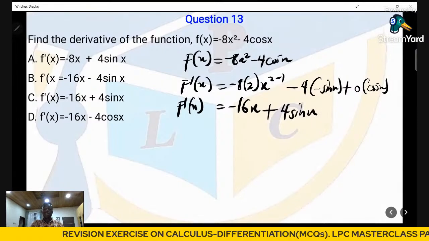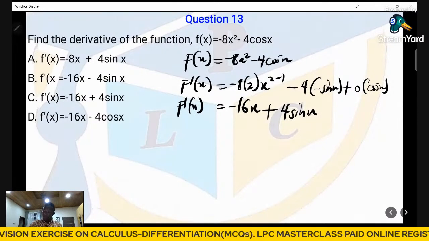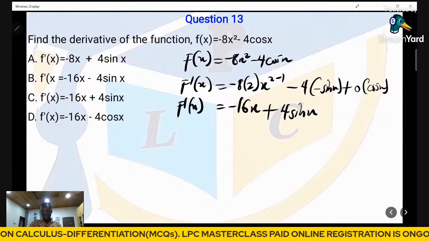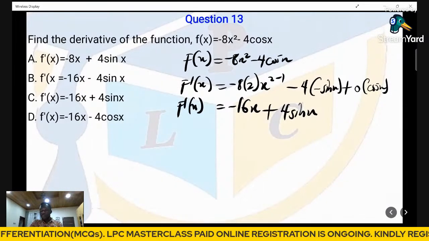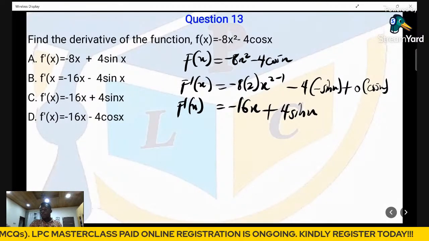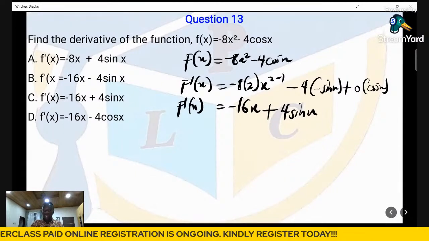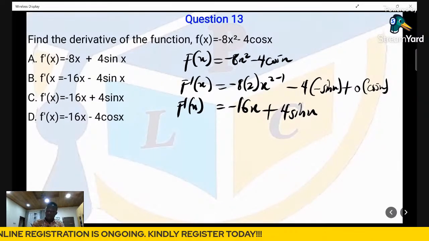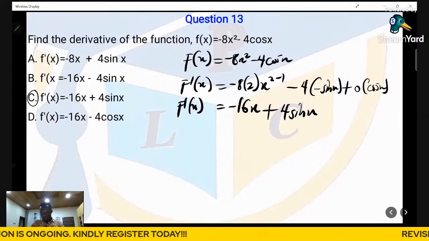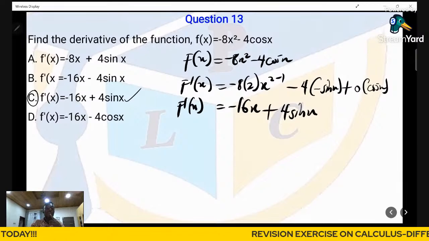Negative, negative, when it meets, it becomes what? Positive. It becomes positive. So this is going to be our final answer to that, which is negative 16x plus 4 sine x. And that's going to give us option what? C. If that is right, that's going to fetch us option C in that line, or you think. It depends on the approach that we are dealing with.